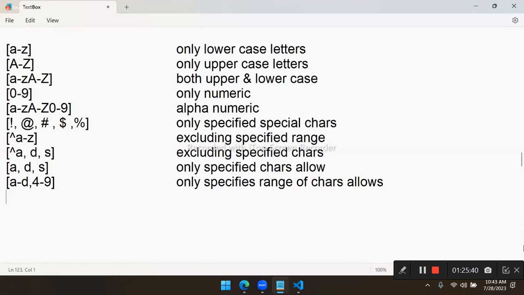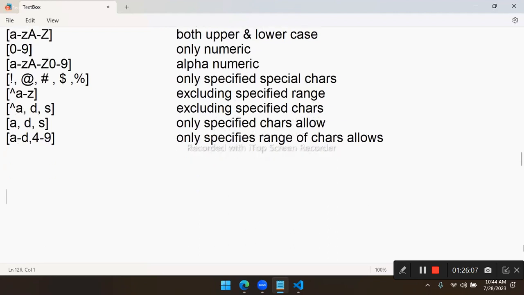That means it will not allow all numbers. It will allow only the numbers between 4 to 9. And it will allow only alphabets between A to D. You can use combinations like this. This is already explained. I am just giving combinations, how people write different types of combinations. Now, very important here is we need to define, we need to configure here.